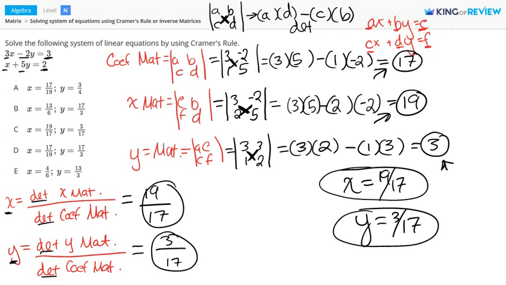So now we've solved our system. We know what the x and y values are. Letter C is correct.